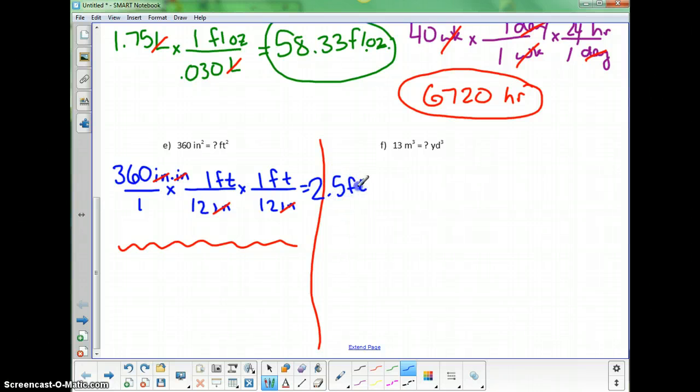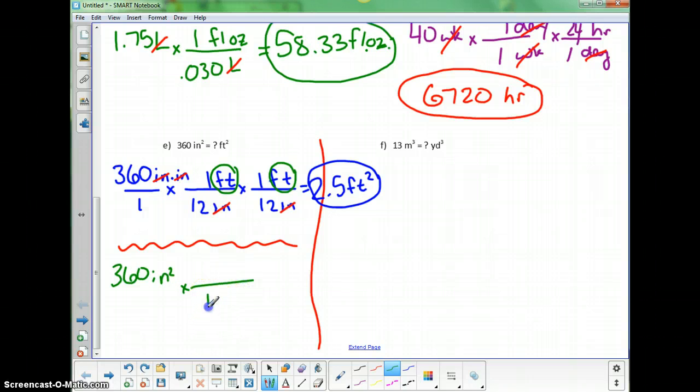Now the unit should be square feet, because out of the units that are left, I have feet times feet, which is square feet. That was one of the ways of thinking about it. Another way to think about it, just to compare, would be to think about it as 360 square inches.